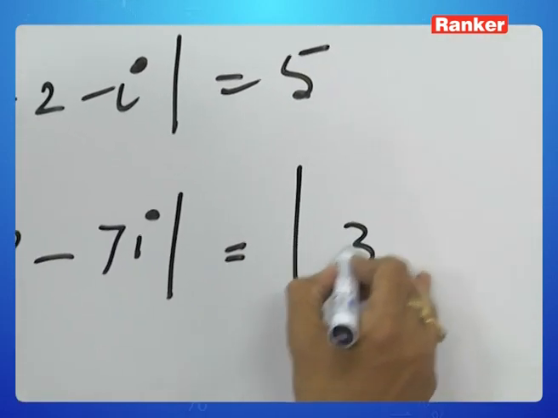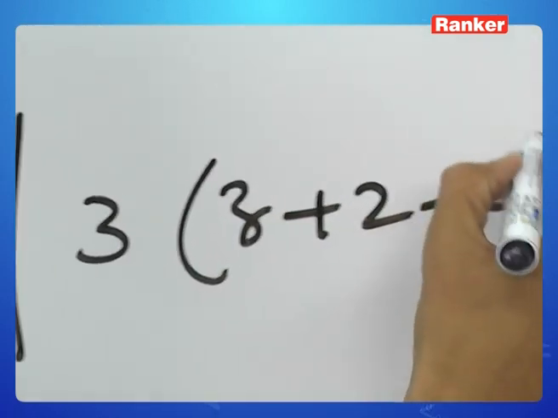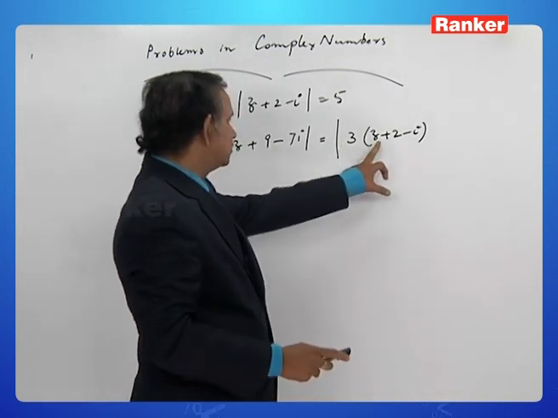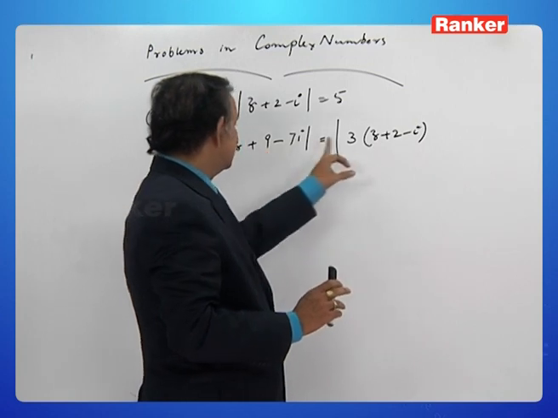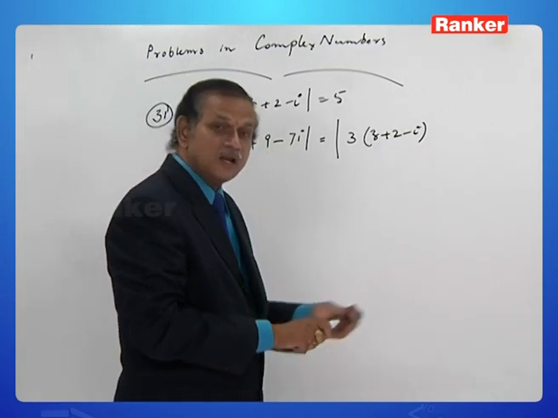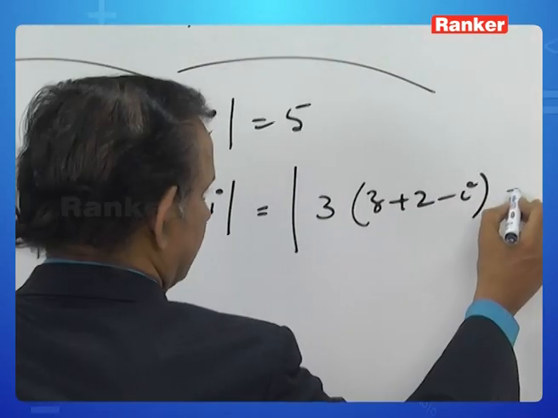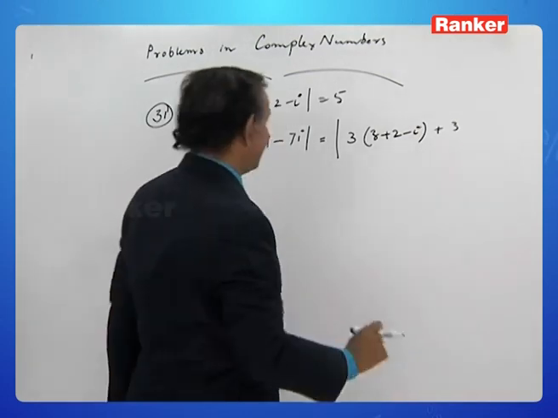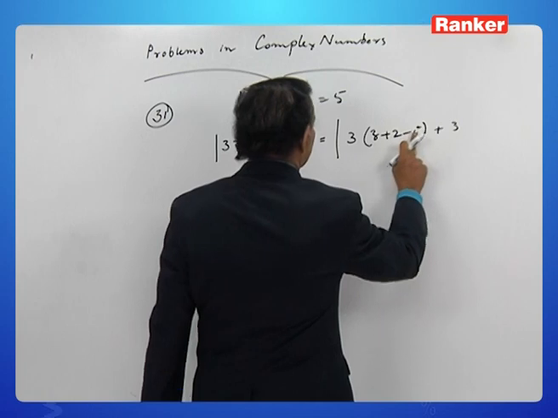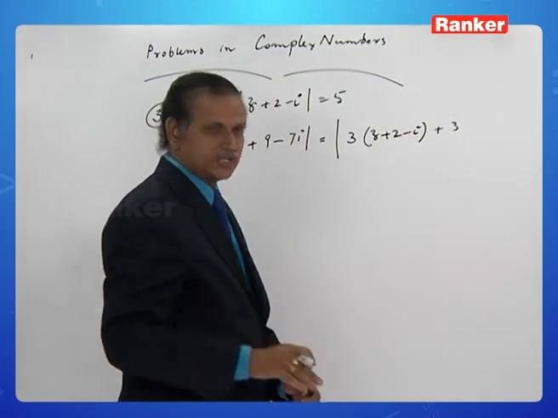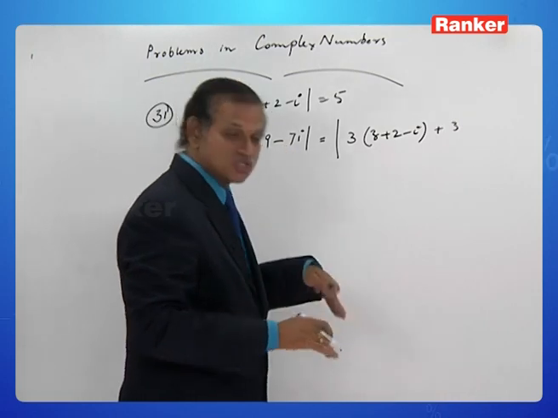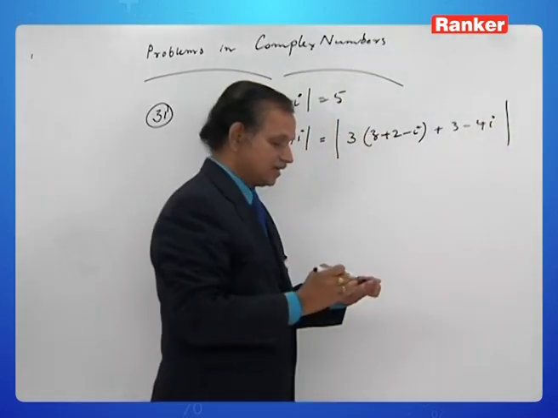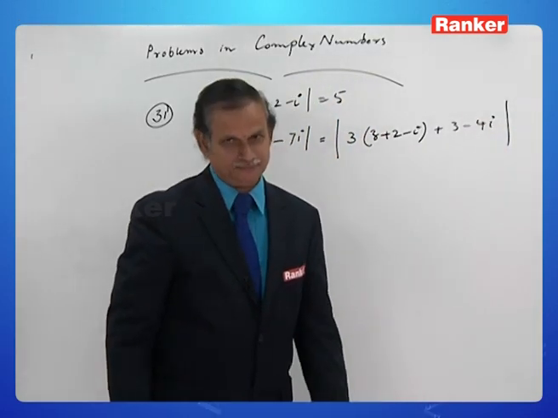This is 3 into z plus 2 minus i. Observe that carefully. This is 3z. 3z is okay. This is 9. 3 2s are only 6. Still, 3 balance is there. Plus 3. 6 plus 3, 9. Again, 3 into minus i, minus 3i. But you see, we have here minus 7i. Still, minus 4i is required. I think you could have caught the idea.